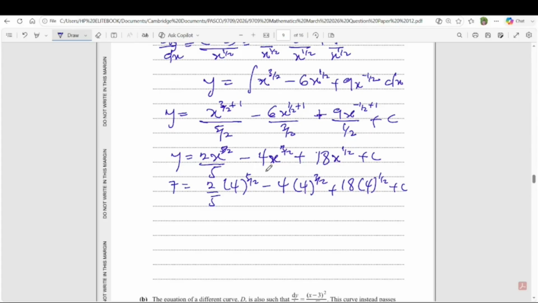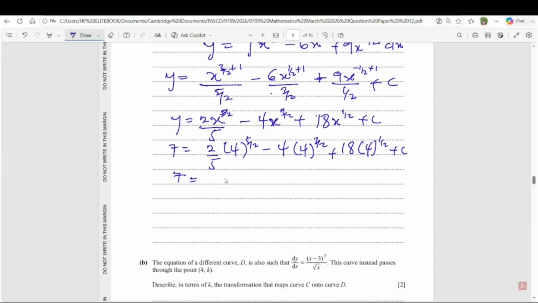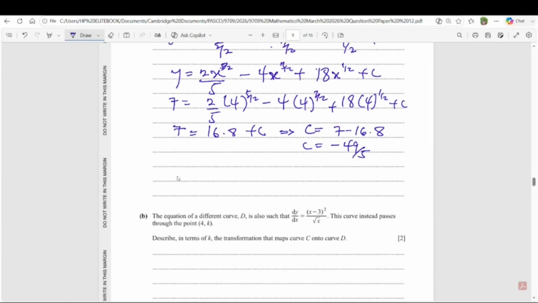Alright, so we try to solve this. On the left hand side we have 7, and on the right hand side everything else we put in a calculator, and the answer is 16.8 plus c, which means that c is equal to 7 minus 16.8, and our c is equal to negative 49 over 5. Now you can rewrite the entire equation, right? y is equal to 2 over 5 x exponent 5 over 2 minus 4 x exponent 3 over 2 plus 18 x exponent half, and then plus c, where c is negative 49 over 5, and that is our solution.